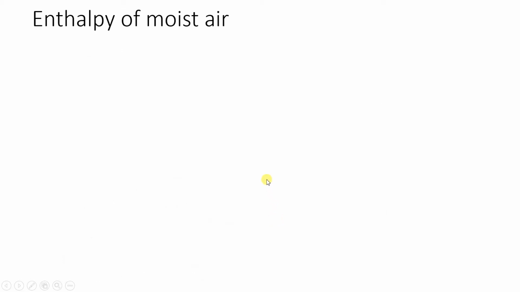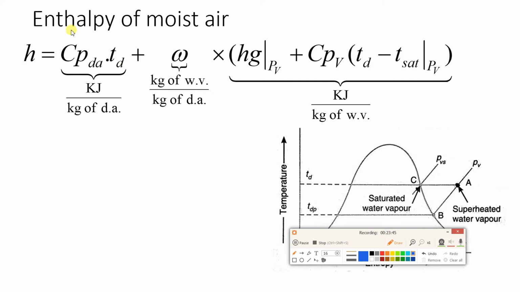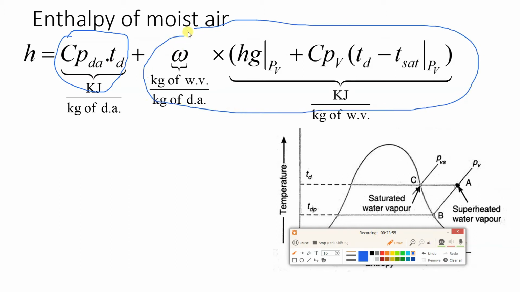Now one more formula we have to see, the enthalpy of moist air. We are not going into detail of how we come to this formula. Maybe in future I'll make a separate video on this. So what is the formula over here? Basically the enthalpy of moist air will be the enthalpy of dry air plus the enthalpy of water vapor. This part is the enthalpy of dry air, Cp into Td, where Td is dry bulb temperature in degree Celsius, and this part is the enthalpy of water vapor.